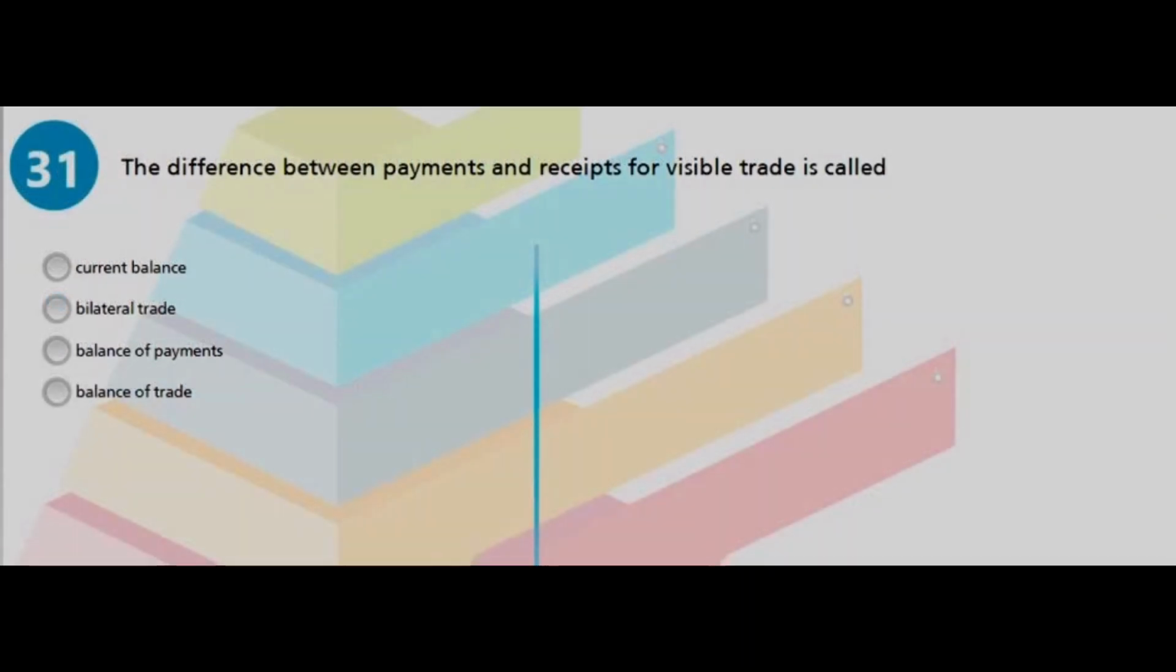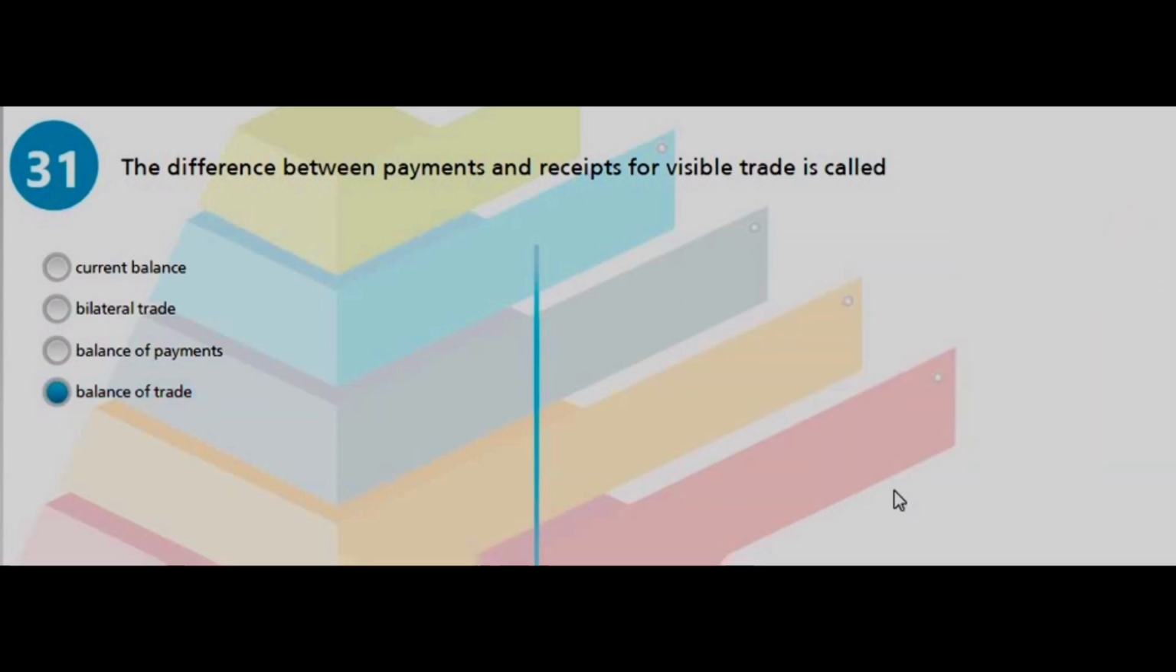Question 31. The difference between payment and receipt for visible trade is called A. Current balance, B. Bilateral trade, C. Balance of payment, D. Balance of trade. Now the right answer is balance of trade, which is D.